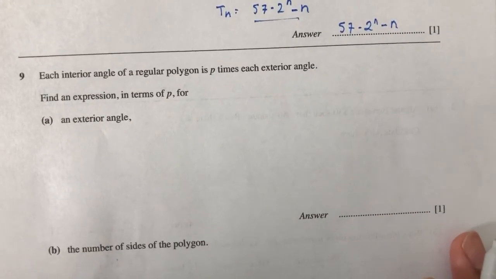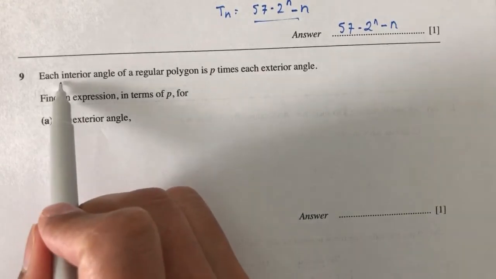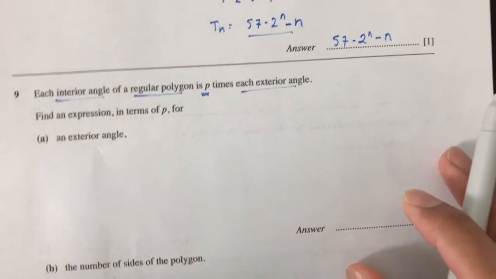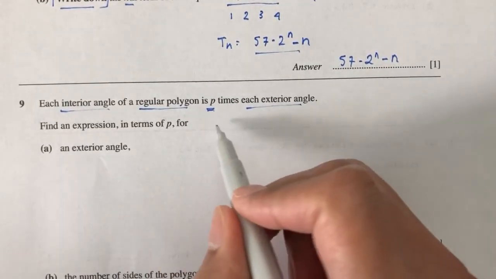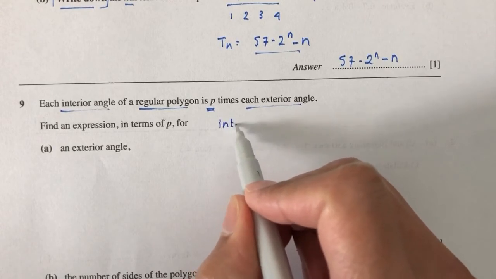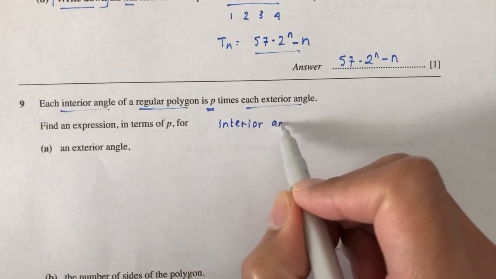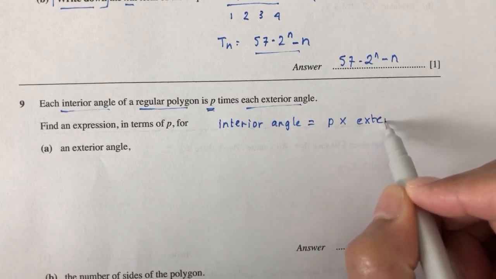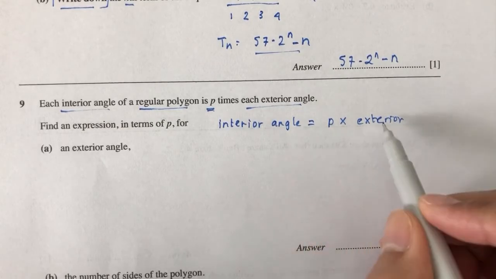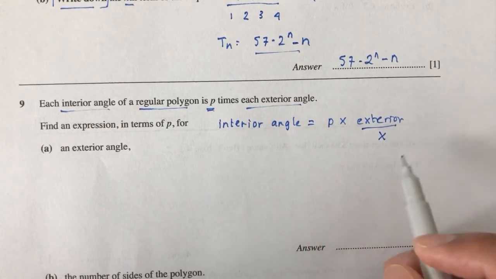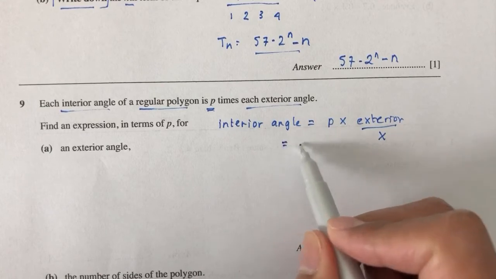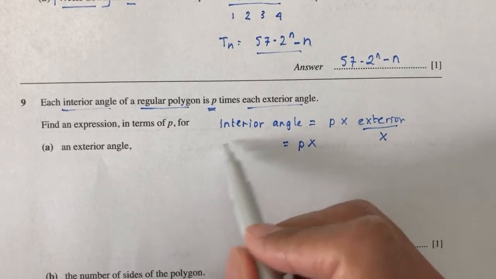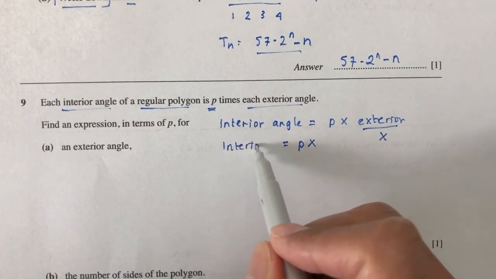Now moving on to question number 9. It says each interior angle of a regular polygon is p times each exterior angle. So from this, it tells me that interior angle is equal to p times exterior angle. Is that correct? Yeah. So now if we call this exterior angle x, let's name it x, we have this equal to px. So interior angle equal to px.